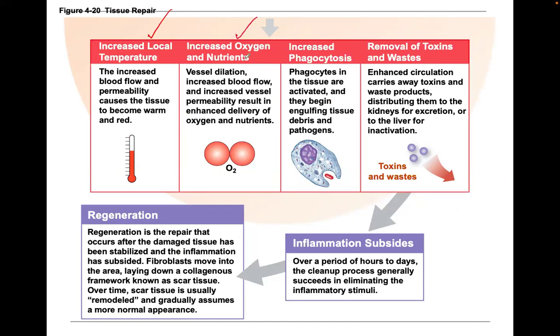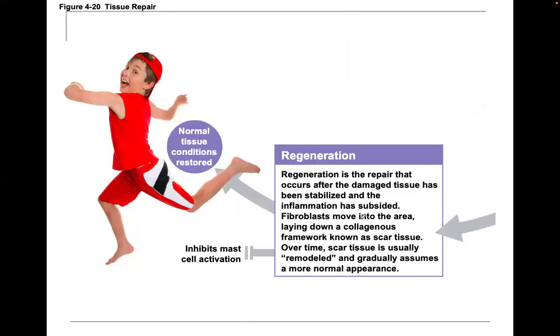You have increased oxygen and nutrients being delivered to the area. The macrophages come in, those white blood cells come in, and you've got phagocytosis happening. And you get the removal of all the toxins, the dead tissues, everything that needs to be removed is removed. And that allows for the regeneration to take place. And what ends up happening with regeneration, you get the normal tissues that are restored, and the body is maintained in homeostasis.